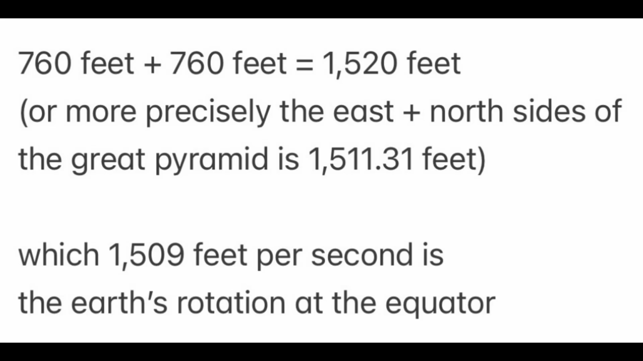Another awesome thing you can do with the pyramids, take the length, 760 feet plus 760 feet, just that basic math is 1,520 feet, or more precisely, the east and north sides added together actually is 1,511.31 feet, which is close to 1,509 feet per second, the Earth's rotation at the equator.